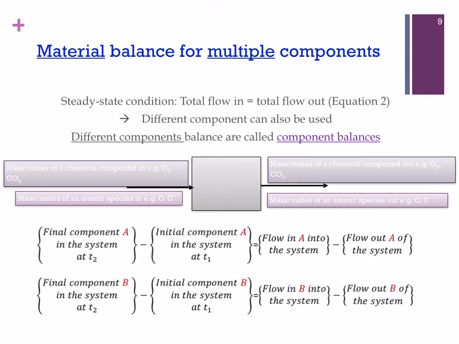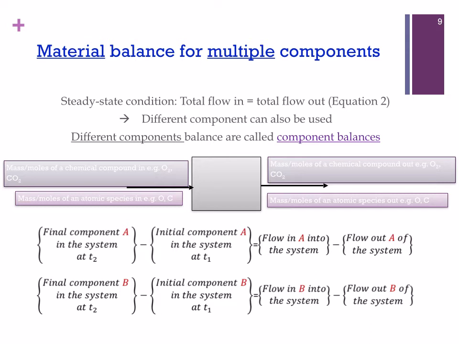Okay, so in a lot of processes, we will use more than one component. Therefore, we call this multiple component material balance. If we have a steady state condition for this process, whereby the total flow in equals the total flow out, this is from equation 2 before. Therefore, we can make several material balances, which we call component balances.